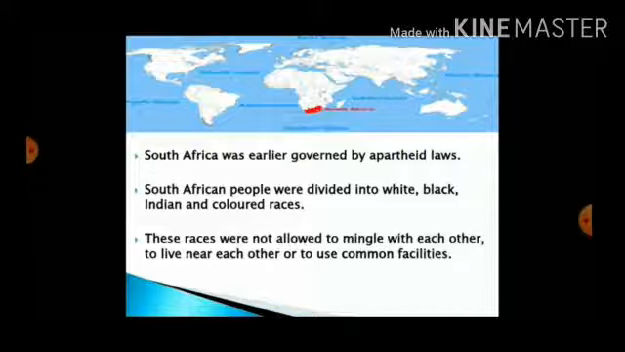Over here in South Africa, it was earlier governed by apartheid laws. Children, apartheid means racial segregation or discrimination on the basis of race and even on color. South African people were divided into white who came there to settle, black who were already there in South Africa, and Indian who came there as laborers and traders and then settled over there. These races were not allowed to mingle with each other, to live near each other or to use common facilities.